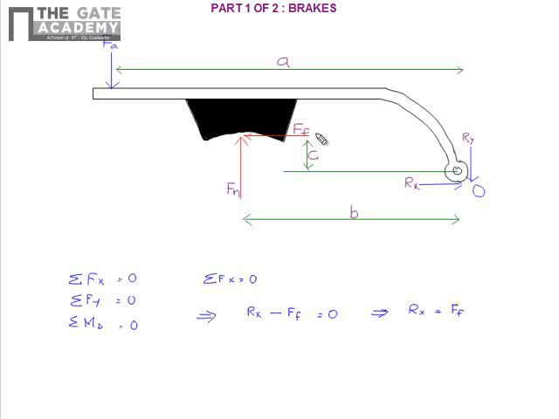Now the second equilibrium equation, sigma Fy equals 0, gives: what are the upward forces? The upward force is Fn. What are the other forces? Downward forces: Fa, which is minus because it is acting downwards, and Ry is also acting downwards. So Fn minus Fa minus Ry equals 0, which gives that Ry equals Fn minus Fa.